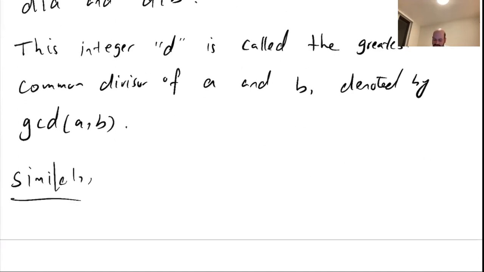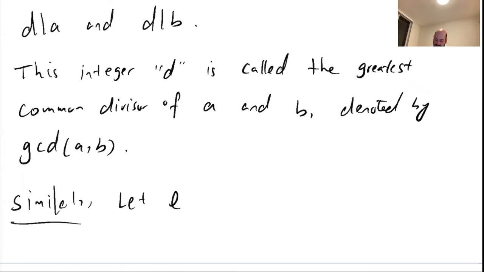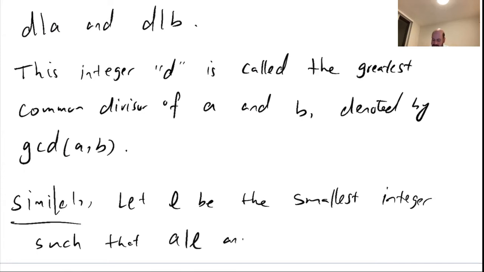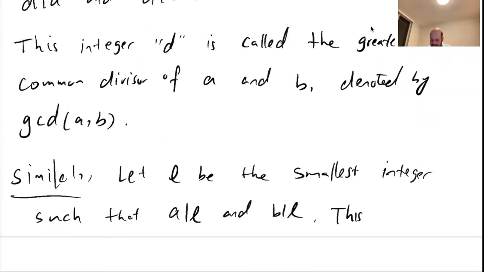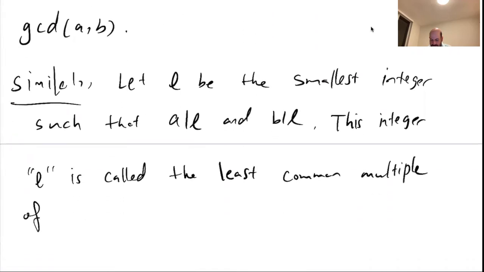Similarly, let L be the smallest integer such that a divides L and b divides L. This integer L is called the least common multiple of a and b, denoted by LCM of a and b.